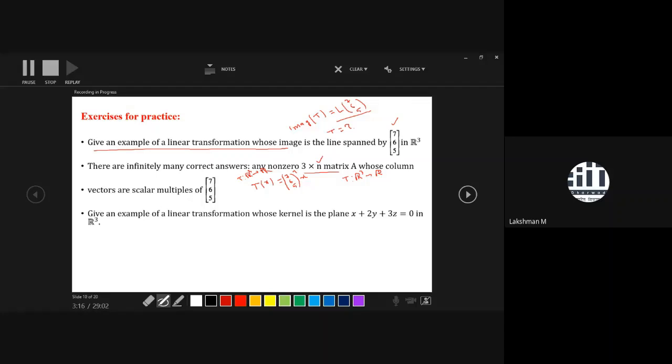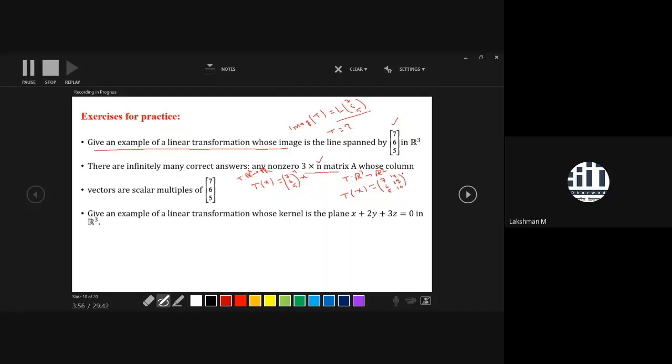If you want to define from R3 to, suppose, R2, what would be your answer? For this single question, there are infinitely many answers. T of x would have a matrix of size 3 by 2. The first column would be 7, 6, 5. For the second column, take just a multiple of this, say 2 times: 7 times 2 is 14, 6 times 2 is 12, and 5 times 2 is 10. So you are getting this matrix, and here you can define.